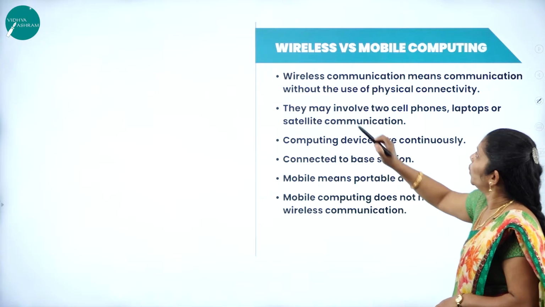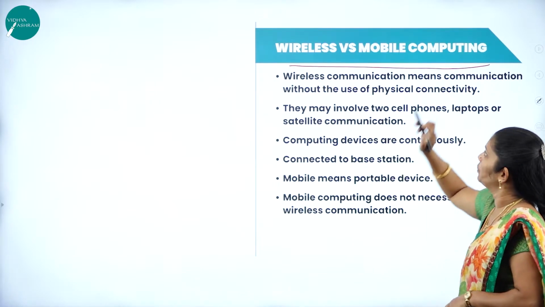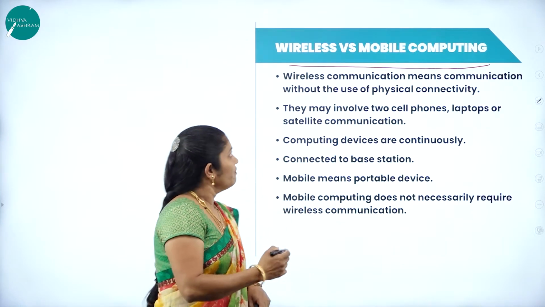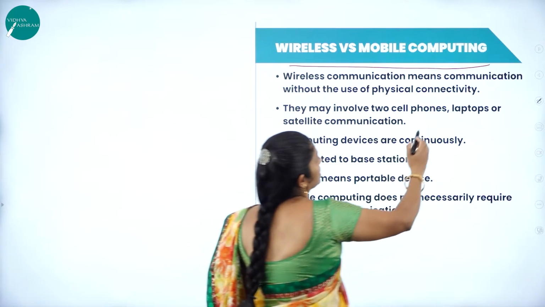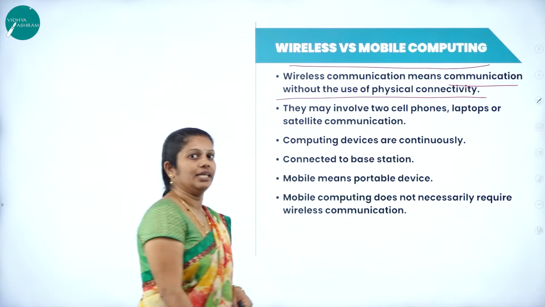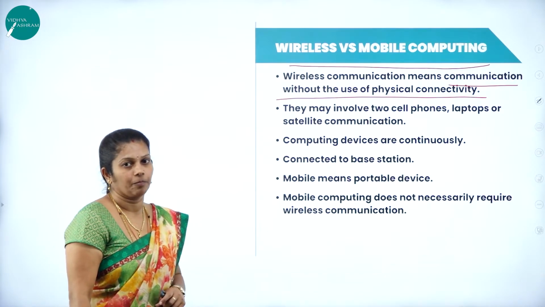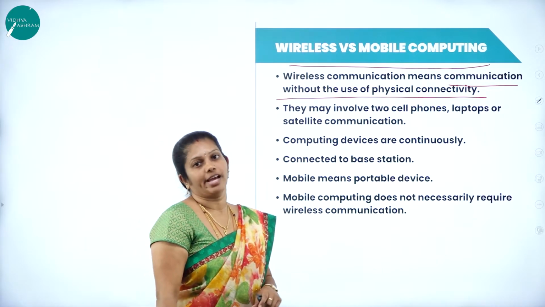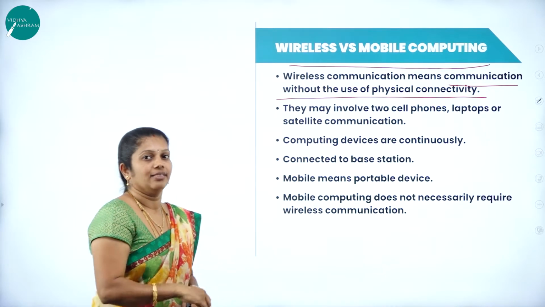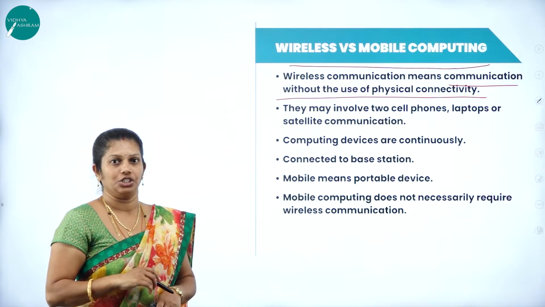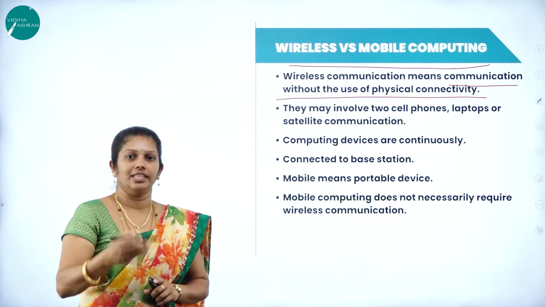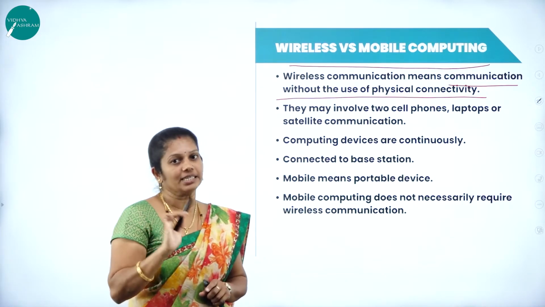Next, we will move on to wireless versus mobile computing. What do you mean by wireless versus mobile computing? Wireless communication means communication without the use of physical connectivity. There is no direct connection here. Communication without any wire, without any two-wire connection, can be called wireless communication. On this, we can use radio waves, satellite waves, any signals we can use. But one thing, there is no physical connection here.